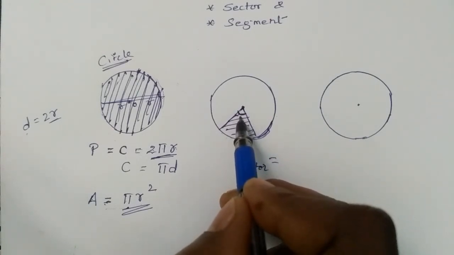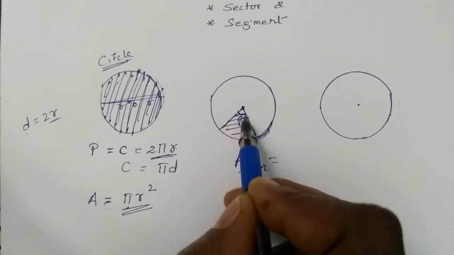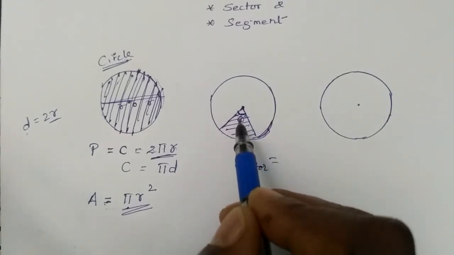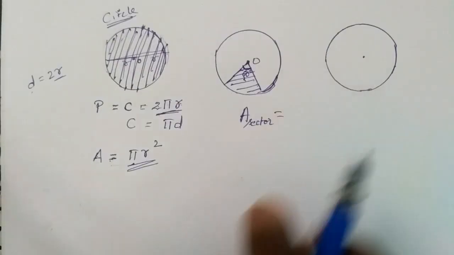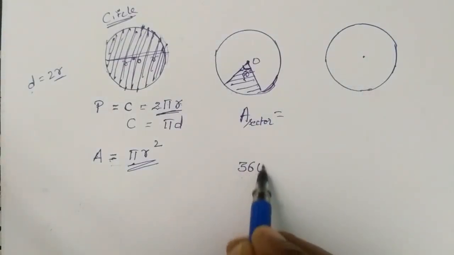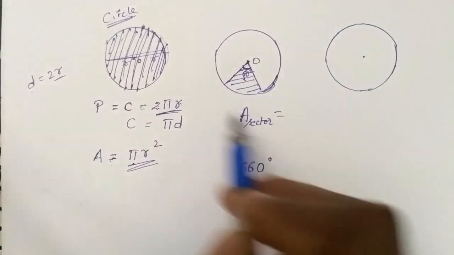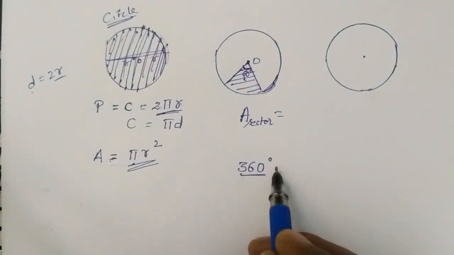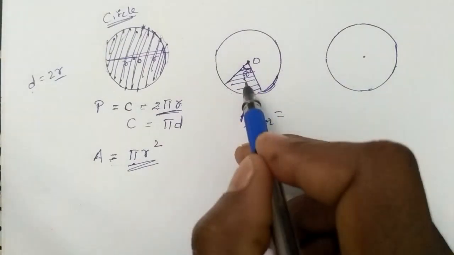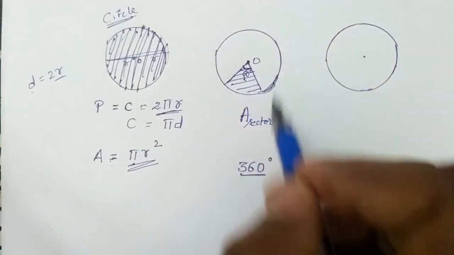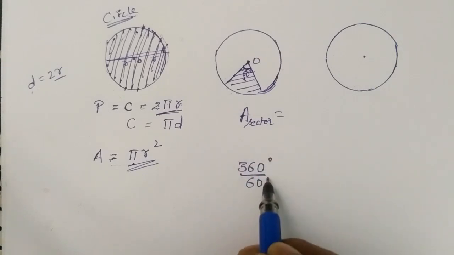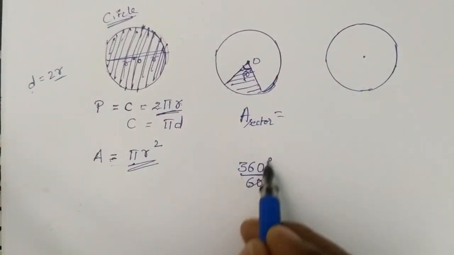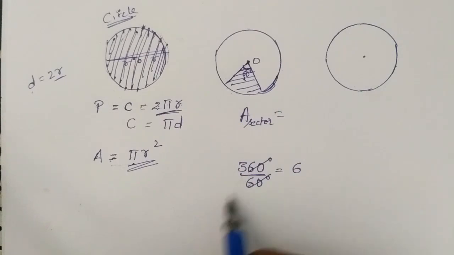Suppose the angle formed here is equal to 60 degrees, for example. So this sector subtends 60 degrees at the center of the circle. We know that the angle around the center of a circle is 360 degrees, but this sector makes 60 degrees at the center. So we divide the whole circle, 360 degrees, by the sector angle, 60 degrees. When we divide, we get 6.